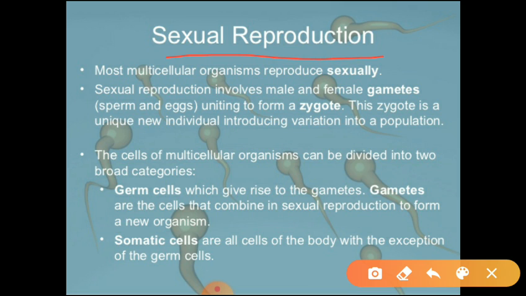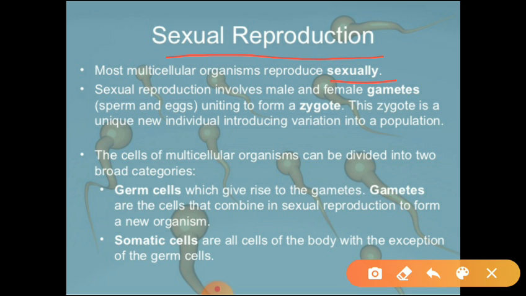Do you know what is the definition of sexual reproduction? Already we had learned in our lower classes. Once again we can recall the definition of sexual reproduction. It is the process of producing a new living organism by the involvement of two parents. Most multicellular organisms reproduce sexually.